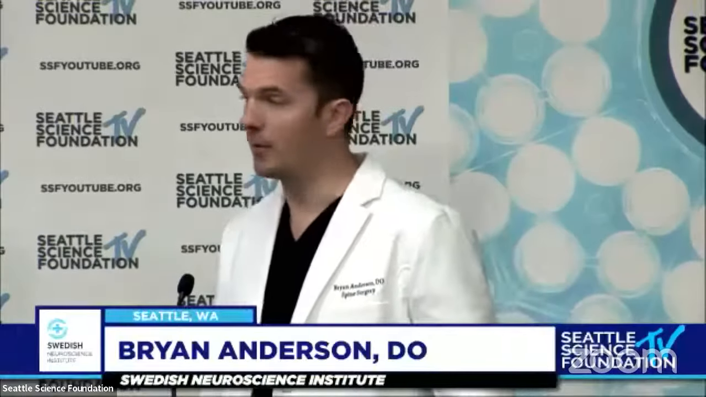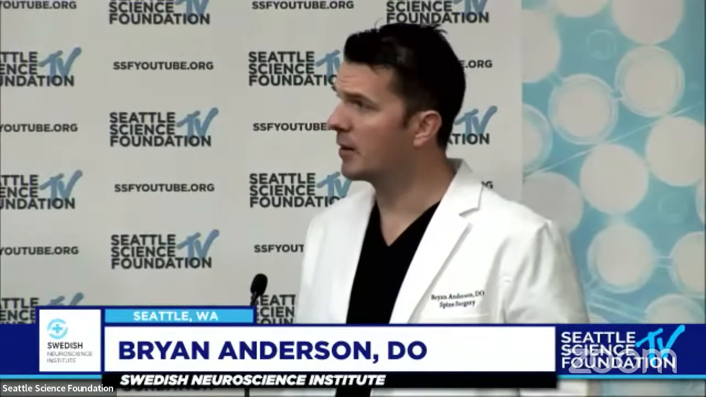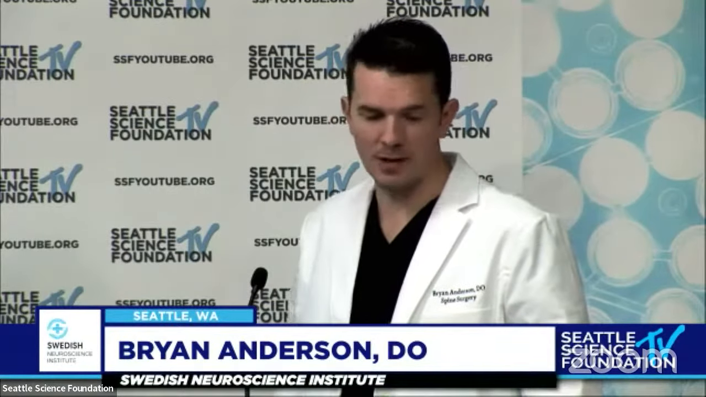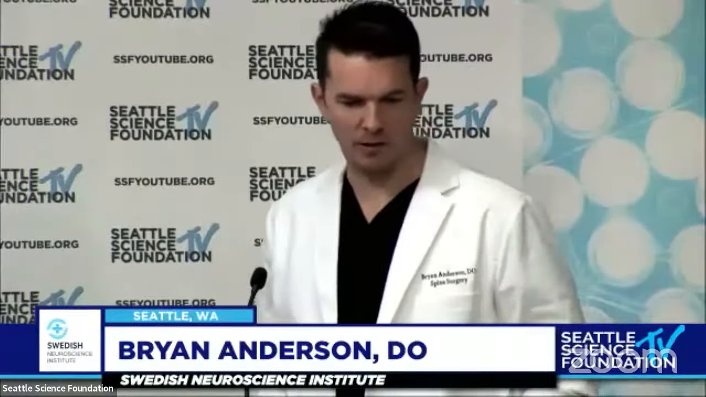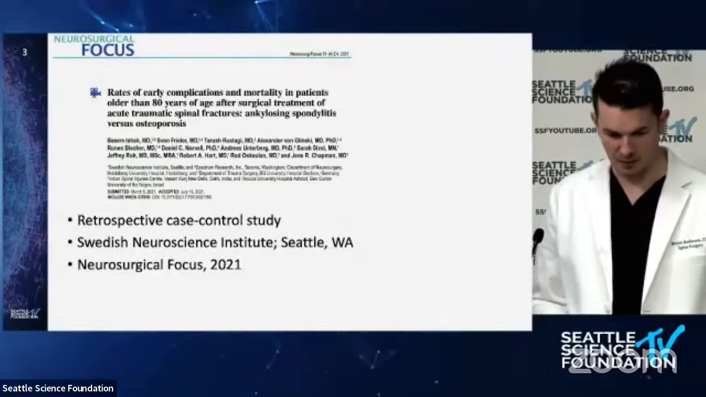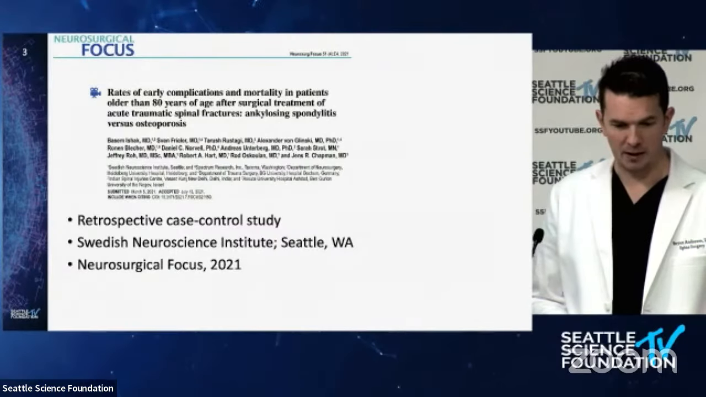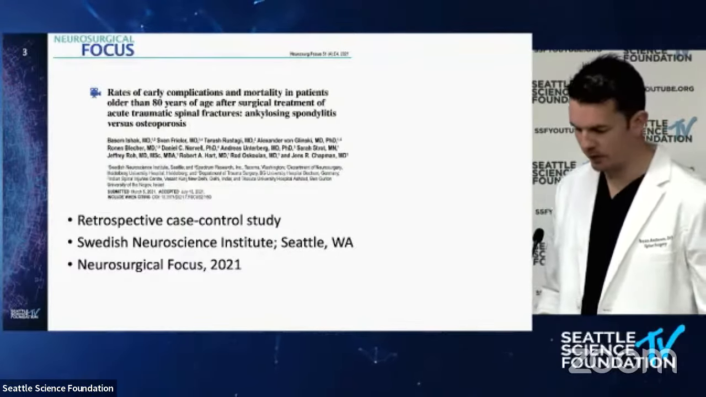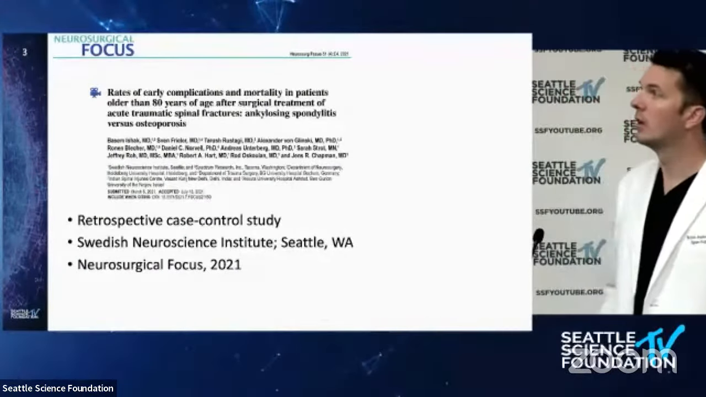I'll be presenting a paper this morning that did come from our center. It's titled Rates of Early Complications and Mortality in Patients Older than 80 Years of Age After Surgical Treatment of Acute Traumatic Spinal Fractures, Ankylosing Spondylitis versus Osteoporosis. It's a paper by Dr. Ishak and senior author Dr. Chapman. It's a retrospective case control study, and it was published in Neurosurgical Focus in 2021.